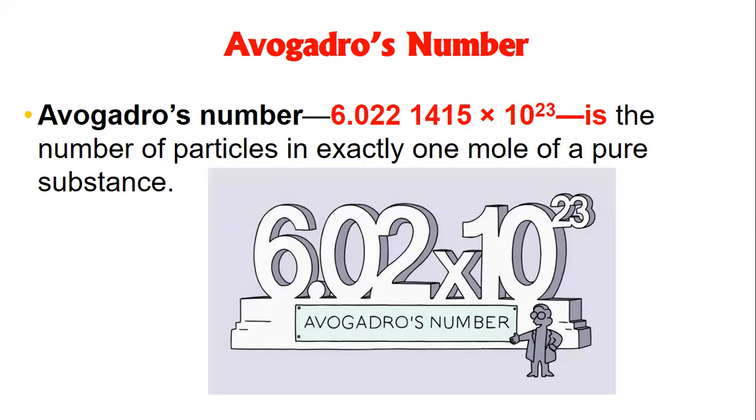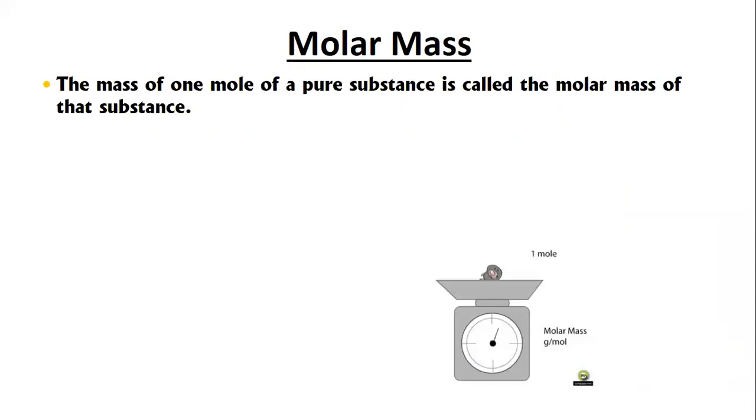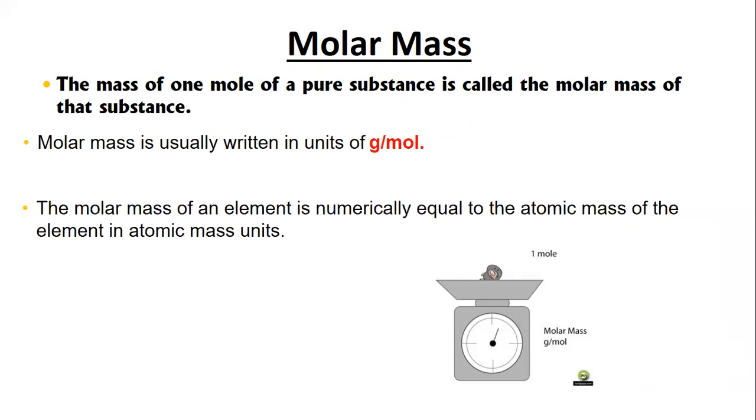But if you want to know how much 6.0221415 times 10 to the power 23 weighs, we measure its molar mass. The molar mass is the mass of 1 mole of a pure substance, and it is usually written in units of grams per mole. So how many grams can be found in 1 mole? And the molar mass of an element, we can know it from the atomic mass of the element that we find in the periodic table.